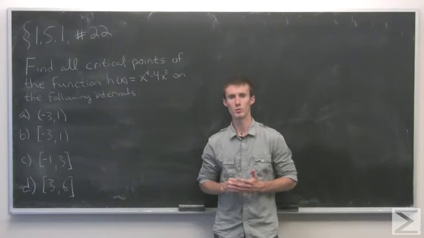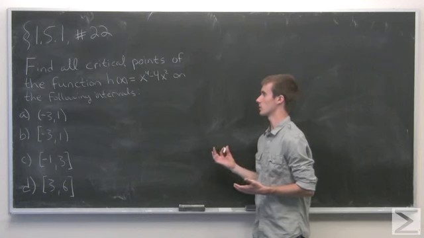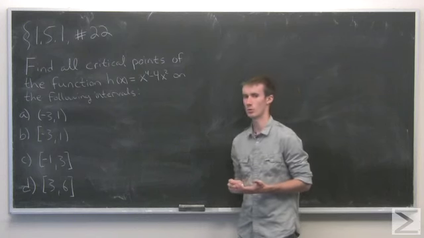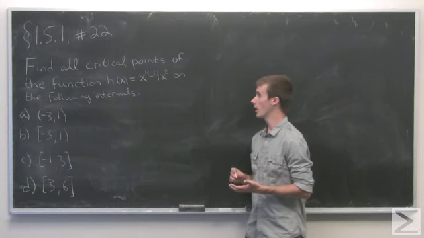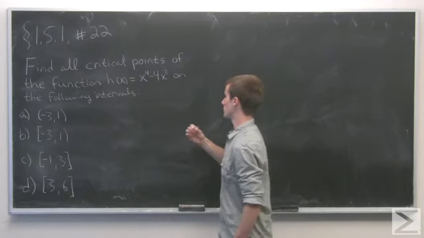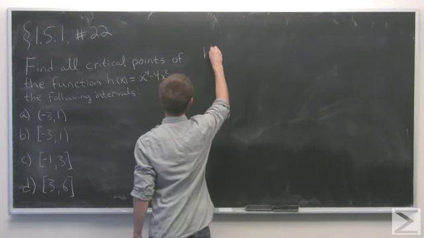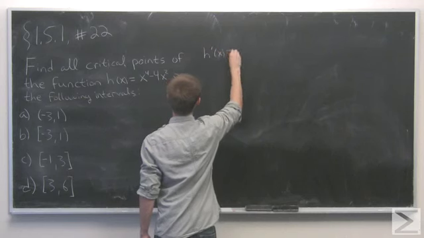Problem 22 of section 1.5.1 asks us to find all the critical points of the given function h of x equals x to the fourth minus 4x squared on the following intervals. The first step is to find all the points where the derivative of h of x is equal to 0.